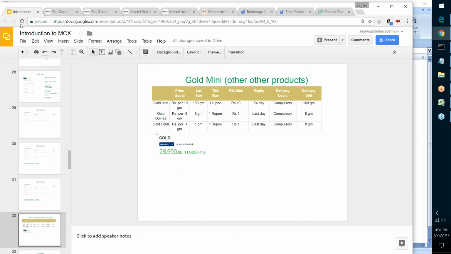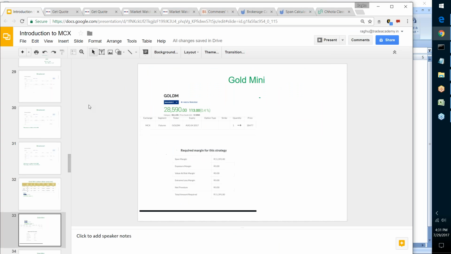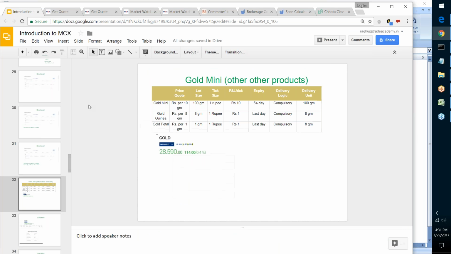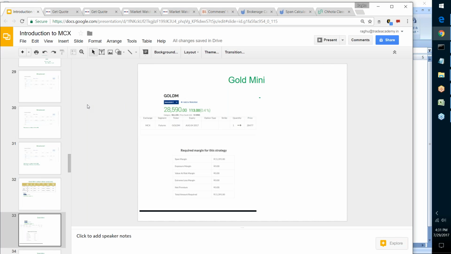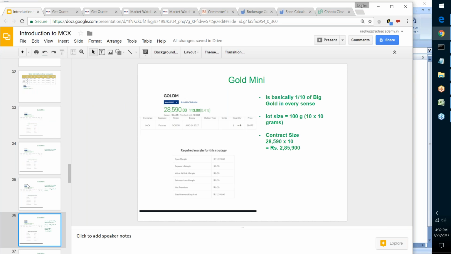So what's the benefit of gold mini over gold? Obviously, your margin per contract is going to be less. Does that mean gold mini is always better than gold? I want to ask you, which contract should you trade? Should you trade gold mini or gold? I'm going to ask all of you this question.